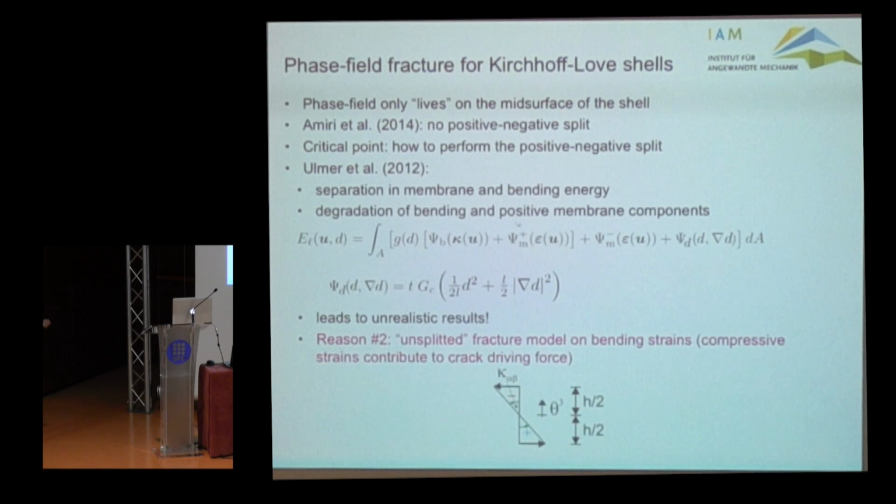The second reason is that imagine now you have no membrane components at all, you only have a bending situation. In this case, you would degrade the entire bending energy, so this would be like degrading the compressive part as well as the tensile part. So basically this would correspond to the unsplitted case where you're degrading everything.